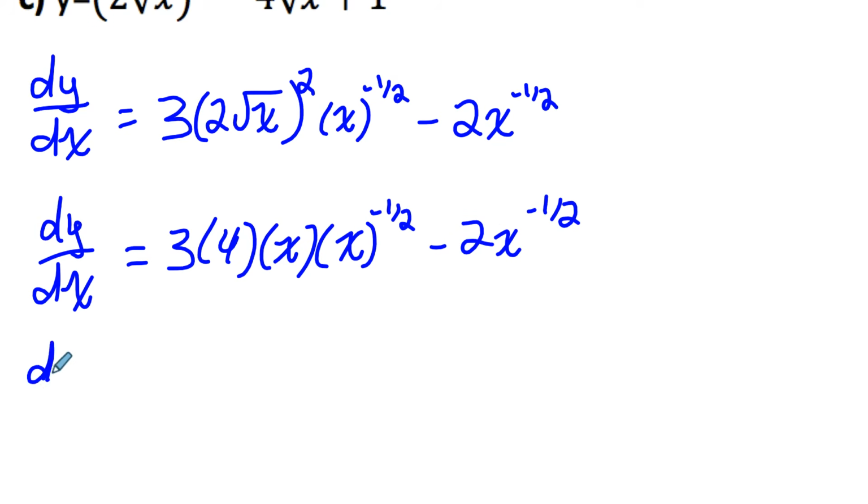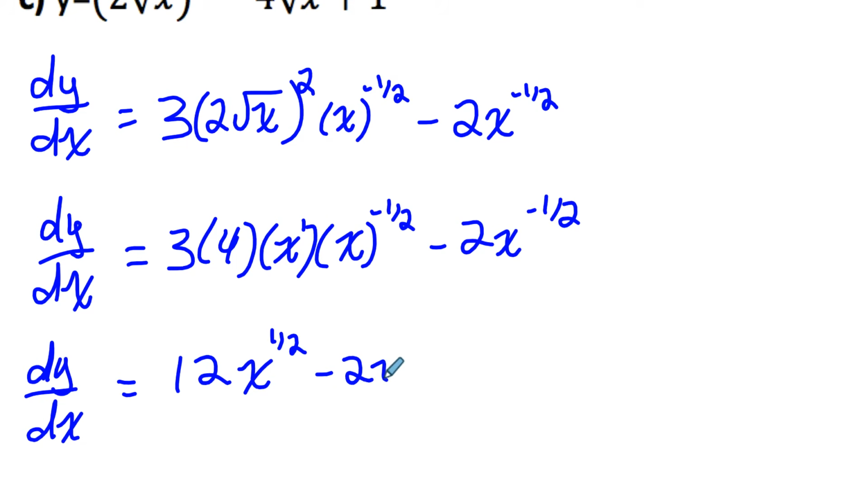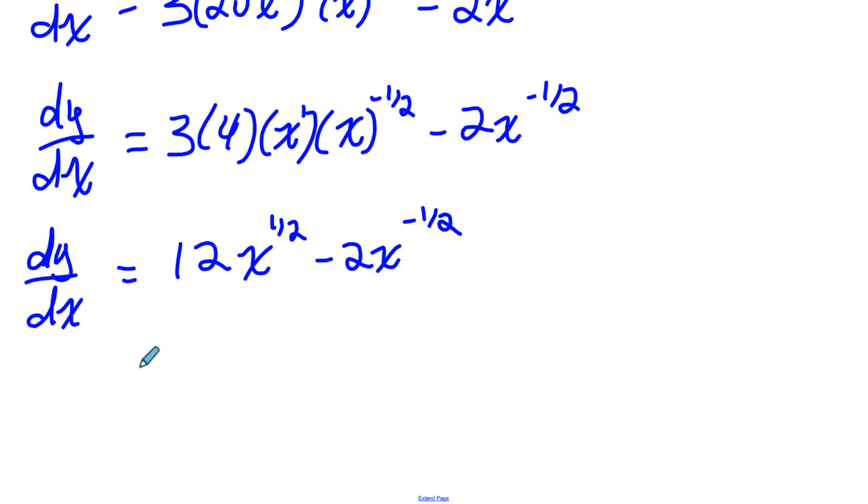I can do a little bit more simplifying before I factor. 3 times 4 is 12. x to the 1 times x to the negative a half. I know I need to keep the base and add the exponents. So 1 plus negative a half is a half. And now both of these terms have a power of x, so I could common factor out a power of x from both terms. Common factor out the one with the smaller exponent. So I'm going to common factor out the x to the negative a half.